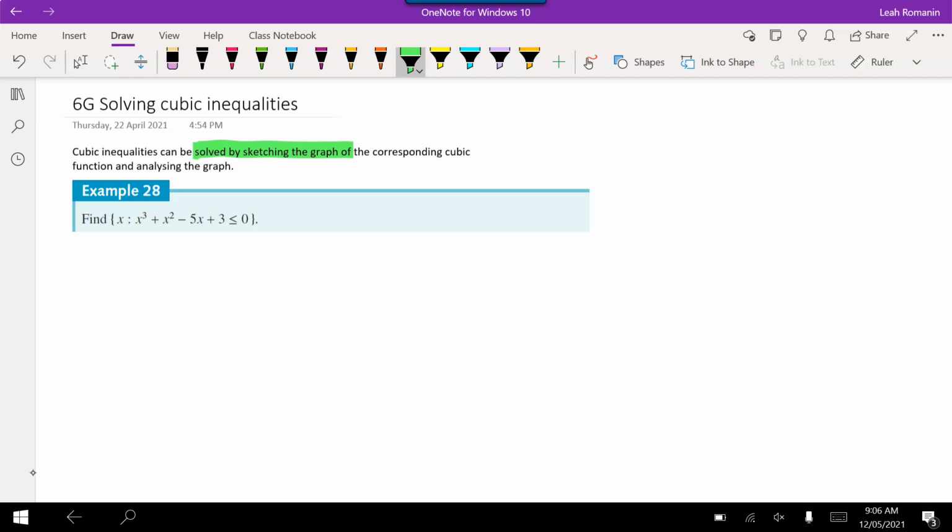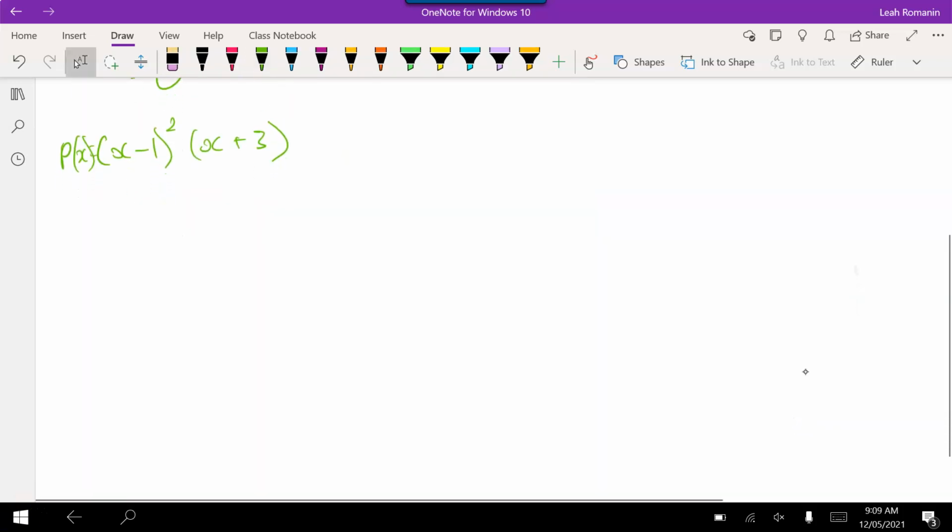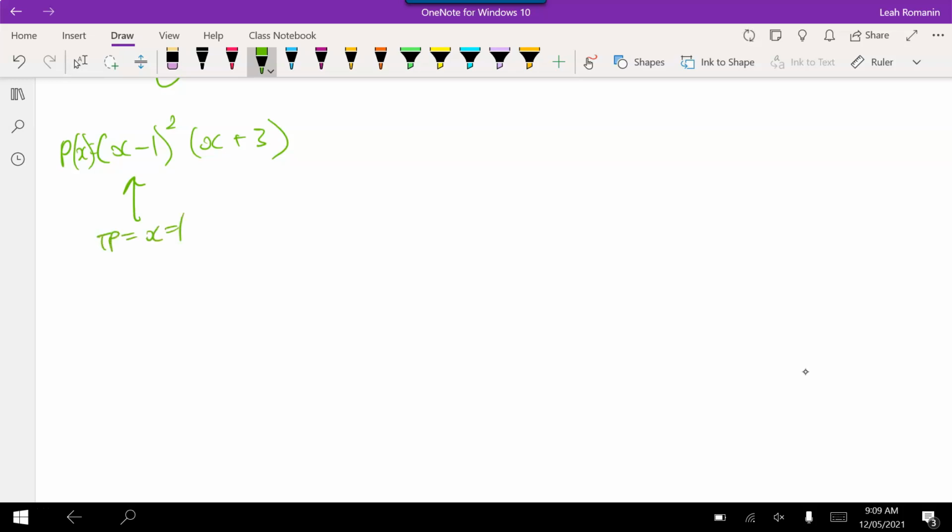So we have our polynomial here, x cubed plus x squared minus 5x plus 3. What's going to be my first step in sketching this polynomial? Because I can't really sketch it while it's in polynomial form, so what have I got to do? Factorize, good. So now that we've got our two brackets, I know here that I've got a turning point at x equals 1, and I've got one solution at x equals negative 3.